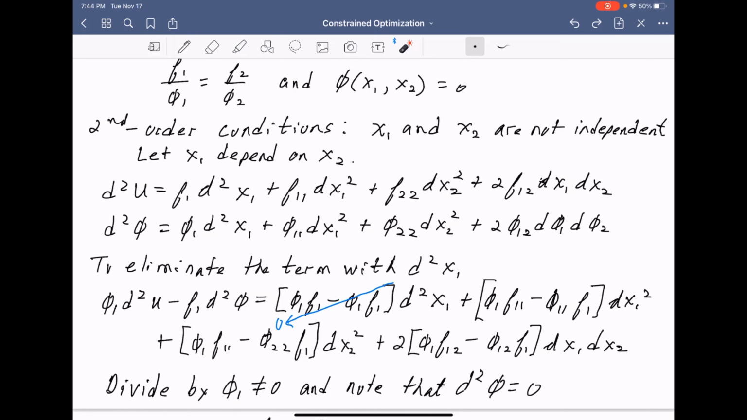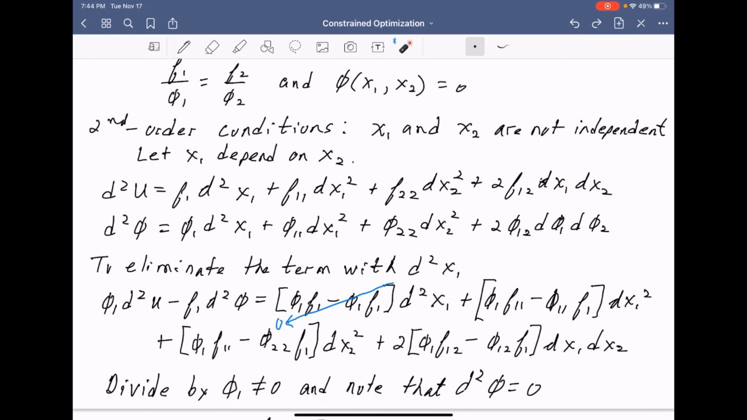And then this term f12 multiplied by dx1 dx2. Now, the reason we have 2 there is because we'd normally have f21 dx2 dx1, but because of symmetry, f12 and f21 give the same result. And we also have to take the total derivative with regard to the constraint. We get the same looking function here.